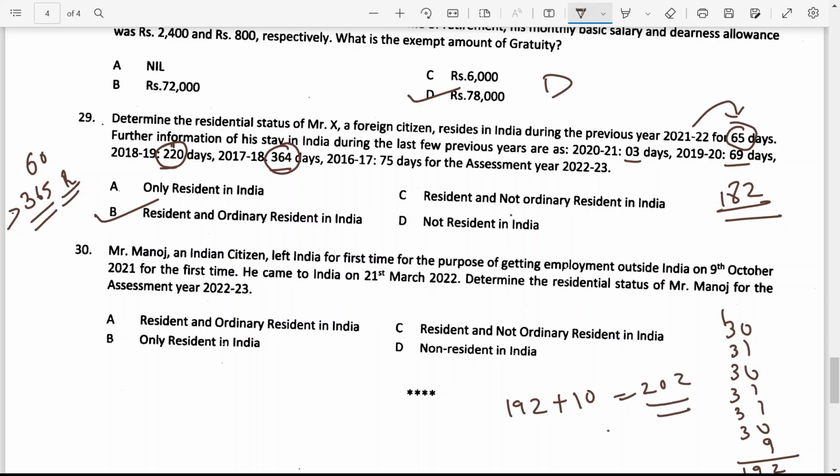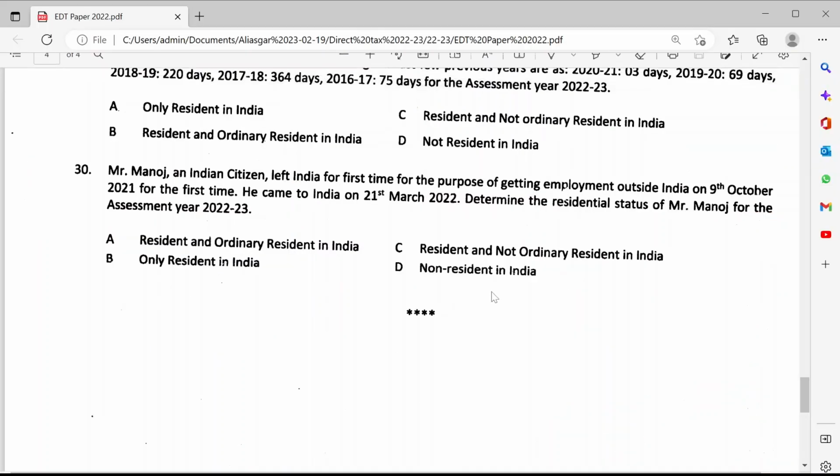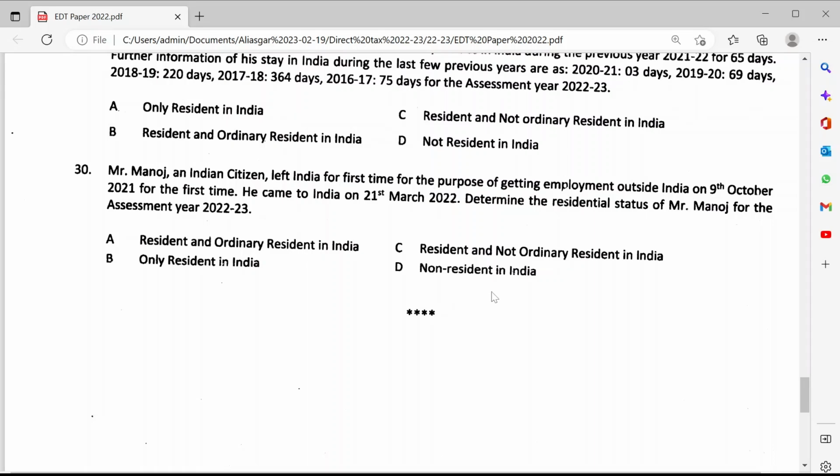So that means what? He satisfies the first basic condition and both the additional conditions. So his residential status is resident and ordinarily resident in India.